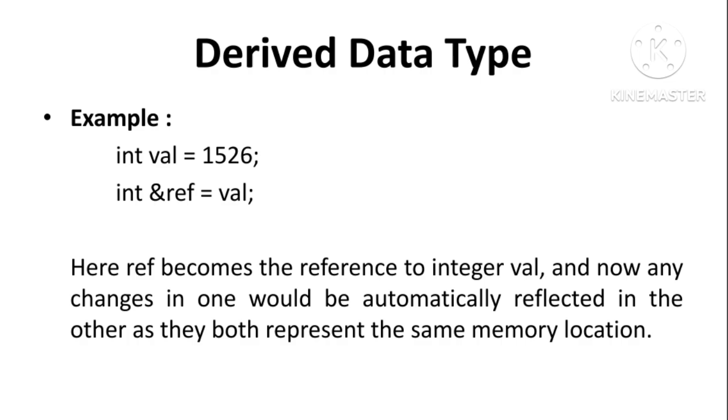Example, int val = 1526, int &ref = val. Here ref becomes the reference to integer val, and now any changes in one would be automatically reflected in the other as they both represent the same memory location.